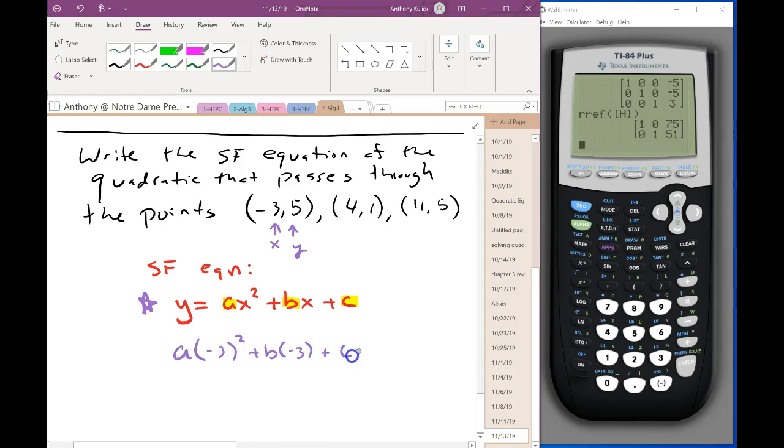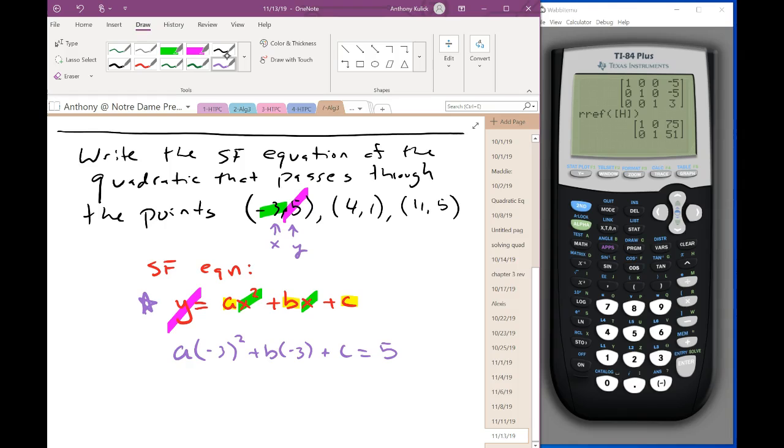So for the first point, I can say a times negative 3 squared plus b times negative 3 plus c is equal to 5. What did I do there? Just plugged this x in for the x's and the y in for the y's. And I wrote it in the order that we usually write our systems in, right? Where the equal sign is on the right hand side.